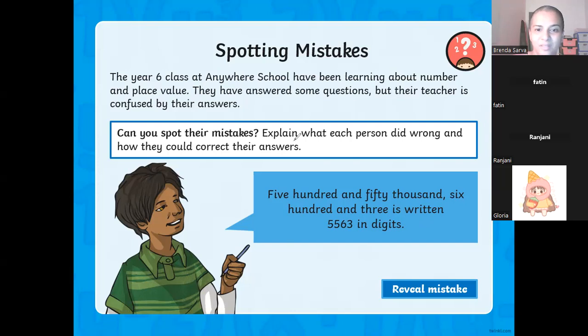Guys, look. 550,000. So 550,000, right? Put a comma. 603. If I were to read your answer, Gloria, and also Ranjini's answer, it's 50. Yeah, you missed the 0. Exactly. See, the 0 is very important, although it doesn't have any value.